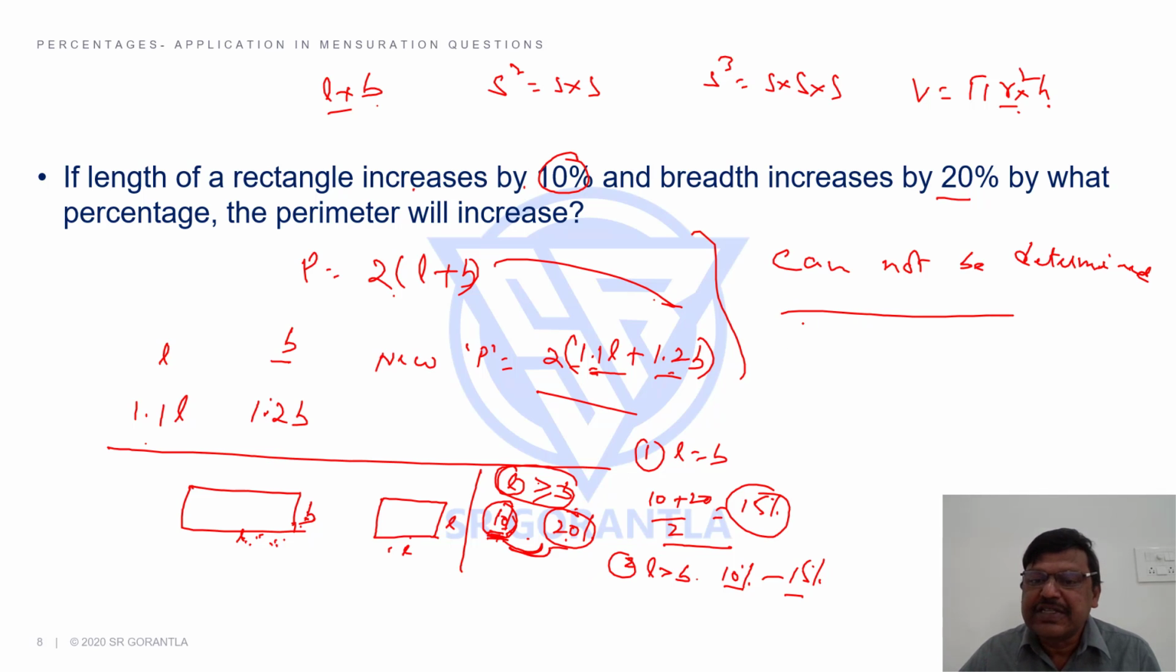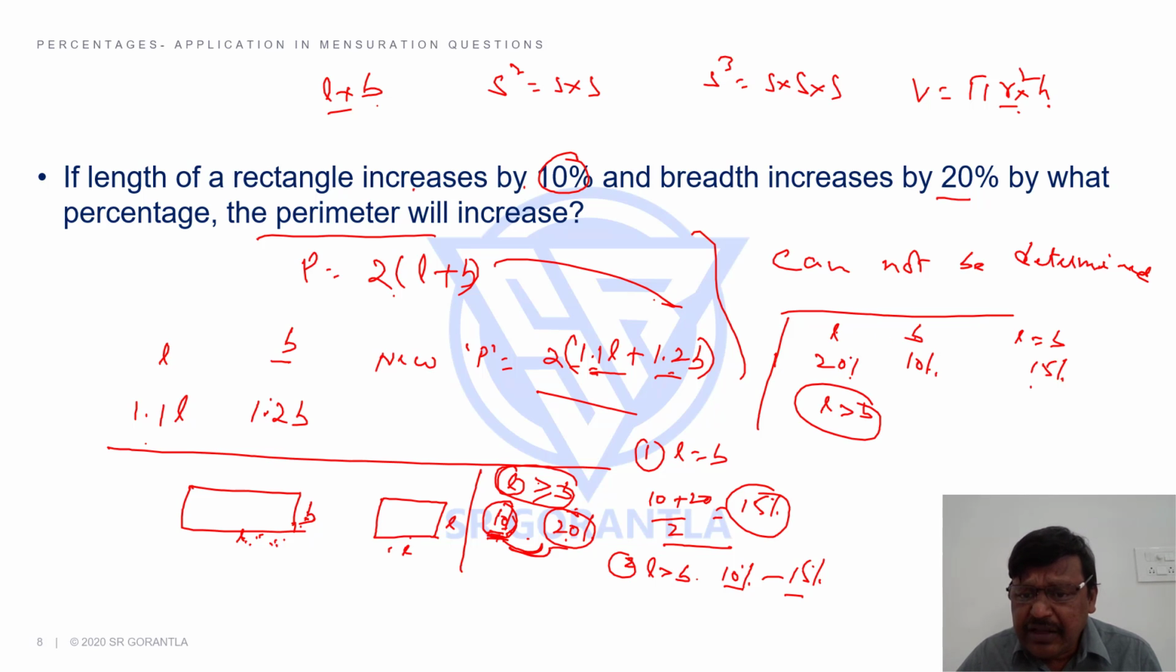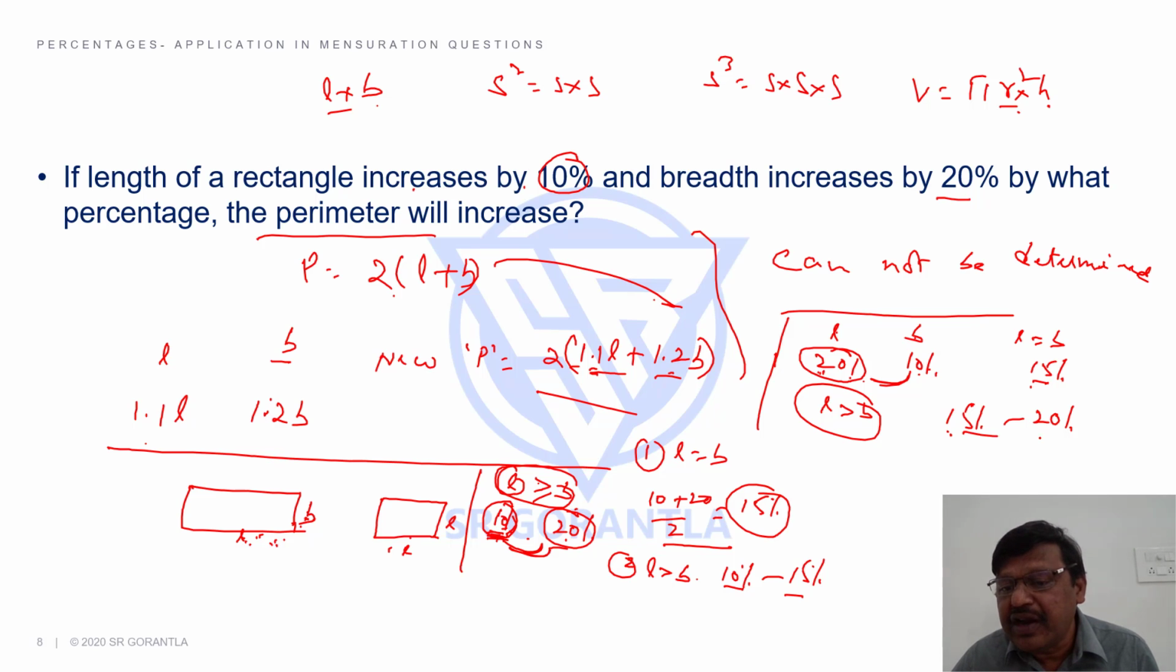I'll tell you another point, please. Suppose if length is increasing by 20%, I'll change this, and breadth is increasing by 10%. Then what happens? As I said, if L is equal to B, the growth will be 15%. Growth in what? Growth in the perimeter, please. We are talking about perimeter. Suppose if length is greater than breadth, then the larger number is increasing by a higher percentage. Hence, my answer will not be exactly 15. It will be between 15 and 20%, because it has to be between 10 and 20. It will be more than 15 and less than 20.